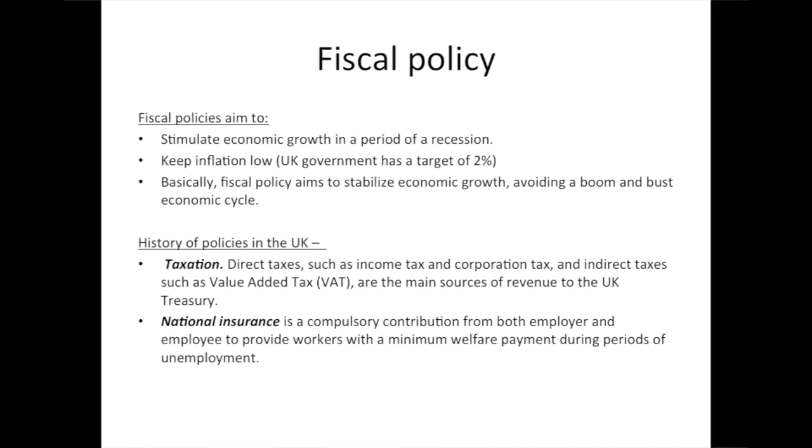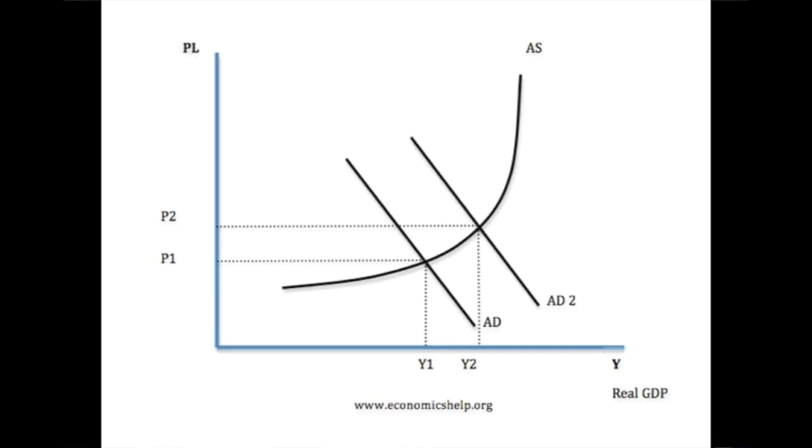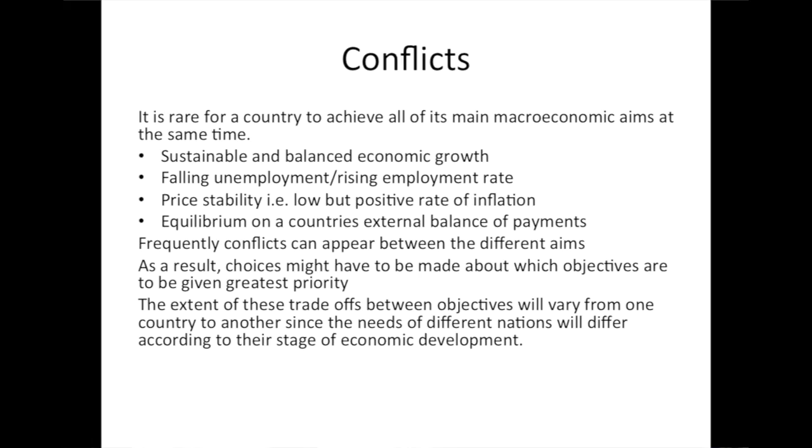Policies in the UK include taxation, such as VAT, which most of us pay, as well as national insurance, which is the contribution from both employer and employee to provide workers with a minimum welfare payment during periods of unemployment. As we can see from this diagram, fiscal policies have helped move AD to AD2, and this has then moved the price from P1 to P2, and real GDP from Y1 to Y2.